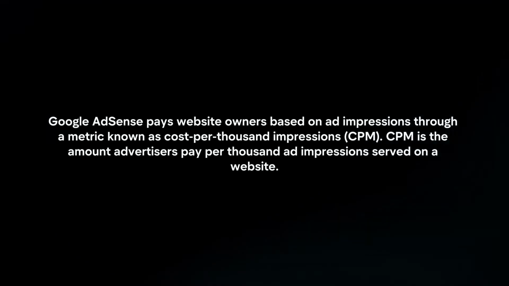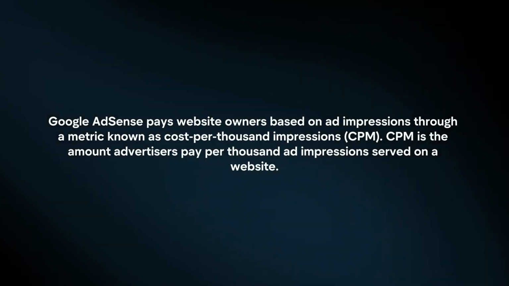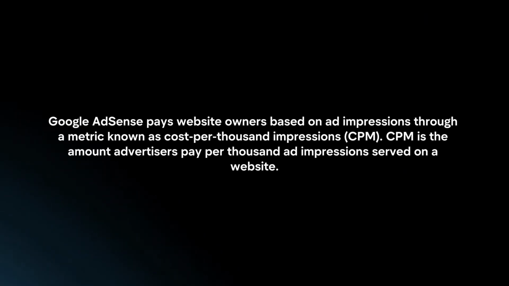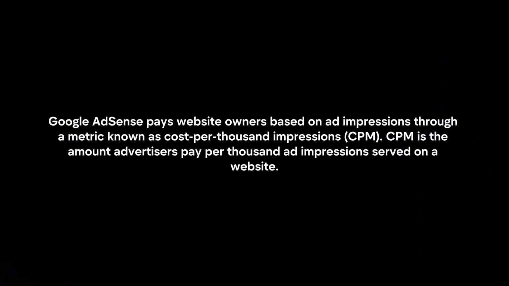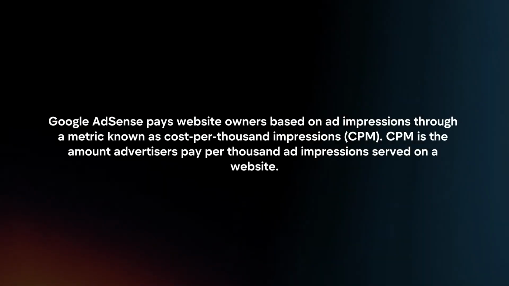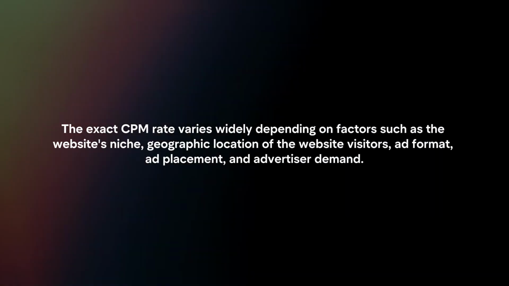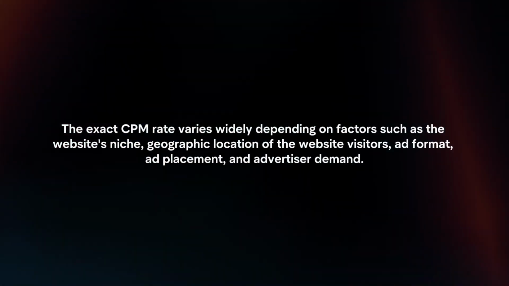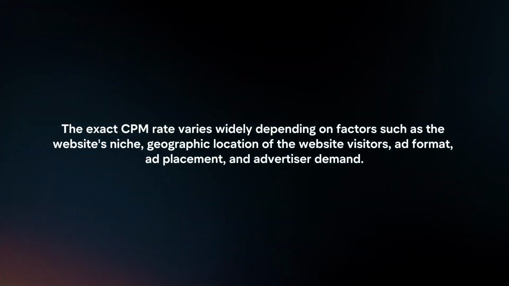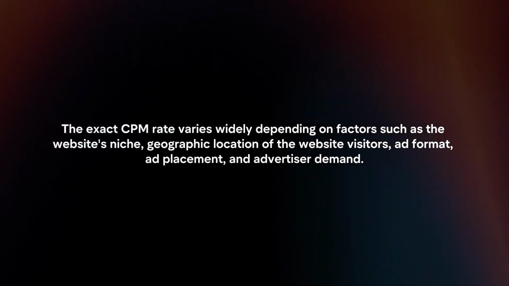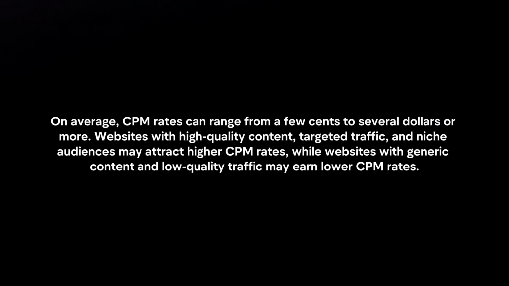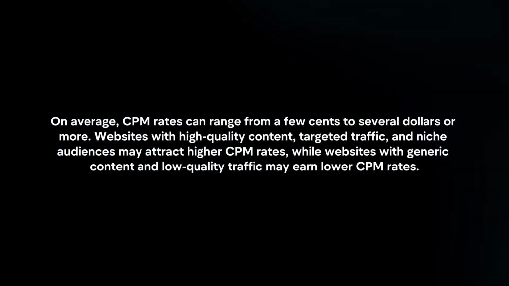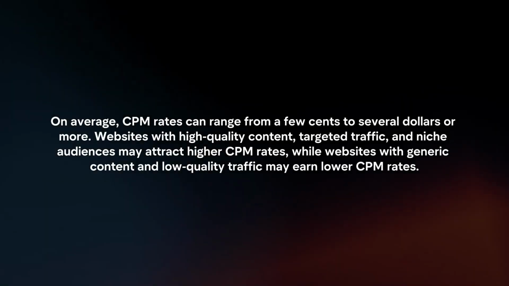Google AdSense pays website owners based on ad impressions through a metric known as cost per thousand impressions. CPM is the amount advertisers pay per thousand ad impressions served on a website. The exact CPM rate varies widely depending on factors such as the website's niche, geographic location of the website visitors, ad format, ad placement, and advertiser demand.